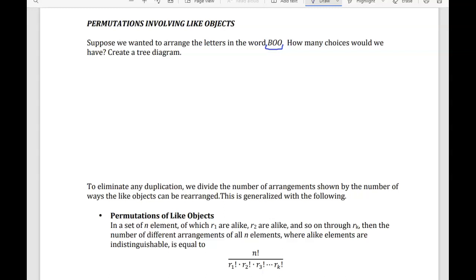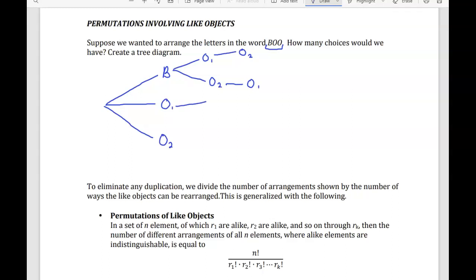So let's create a tree diagram. Let's say that we select our B, or we can select the first O, or we can select the second O. If I select the B, then I have a choice of selecting the first O or the second O. Well, if I select B and then the first O, my only other option is the second O. If I select B and the second O, my only other option is the first O.